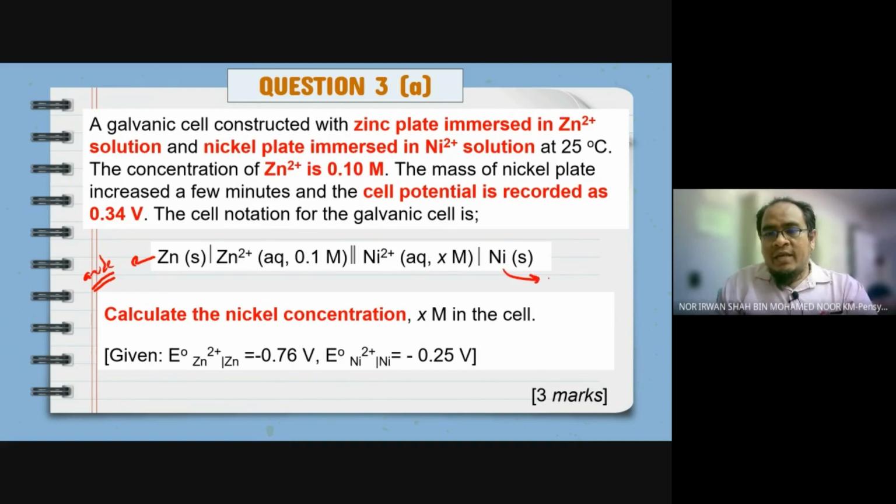Okay, jadi in this case, nickel is the cathode. Okay, kelas, ini satu cara lah. Ataupun kalau let's say dalam soalan ini kita tidak diberi cell notation, jadi macam mana nak tahu siapa anode, siapa cathode? Which one is anode, which one is cathode?